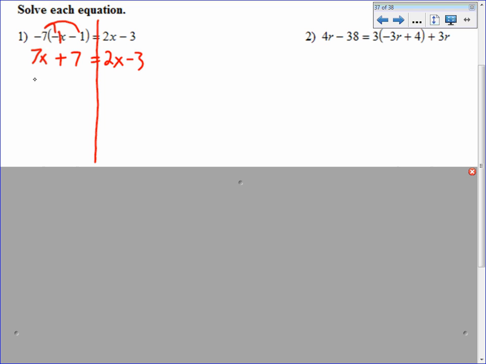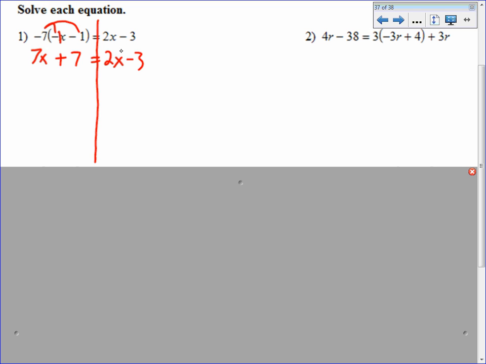Now that we're left with this, we notice that there's a variable on both sides. Because the variable is on both sides, we need to combine those variables before we do anything. We're not trying to isolate the variable, we're just trying to combine them so that the variable is only on one side.